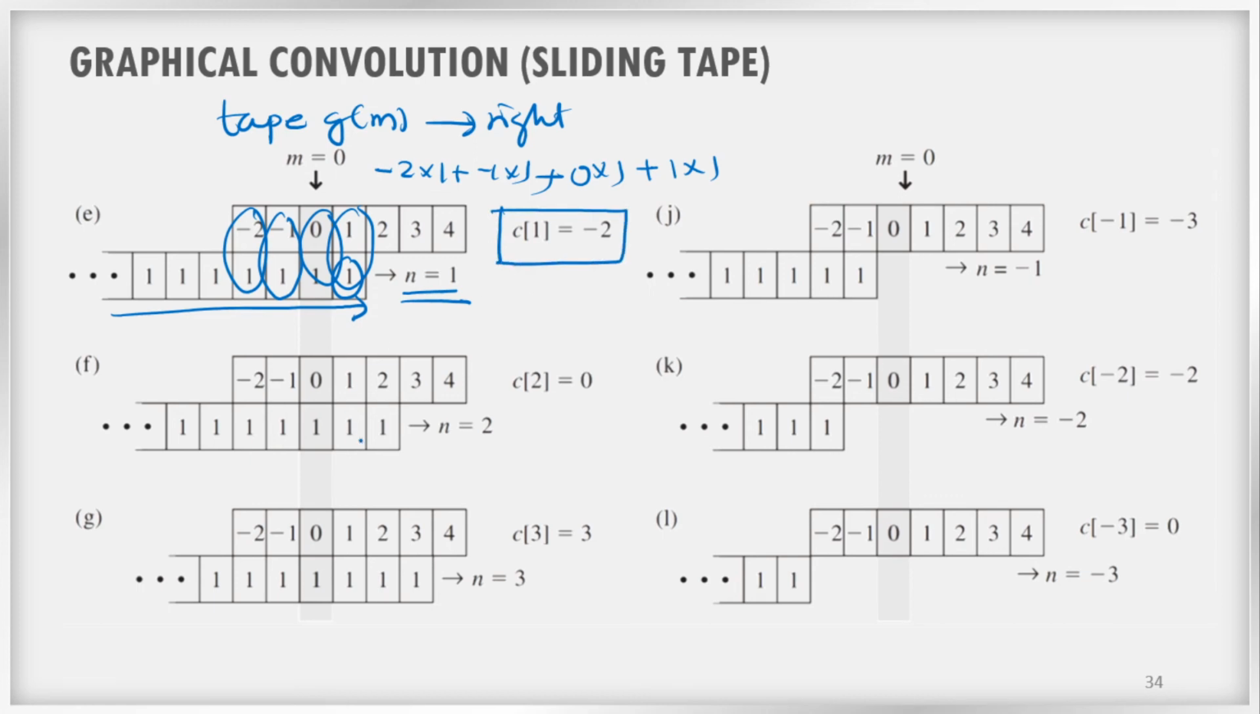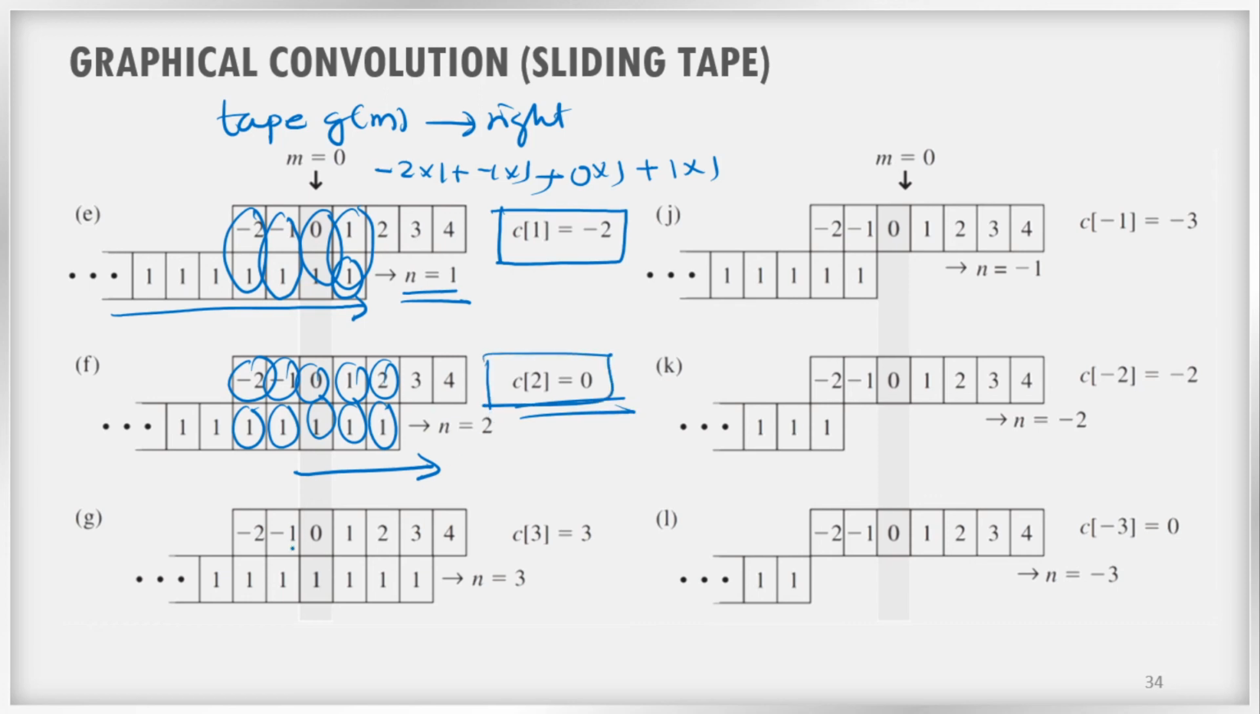The same procedure I can repeat. I can again shift the g of m tape, g of n minus m tape to the right side, right? So I can multiply minus 2 into 1 plus minus 1 into 1 plus 0 into 1 plus 1 into 1 plus 2 into 1. So if I add all these things, I will get 0, right? So C of 2 is equal to 0.